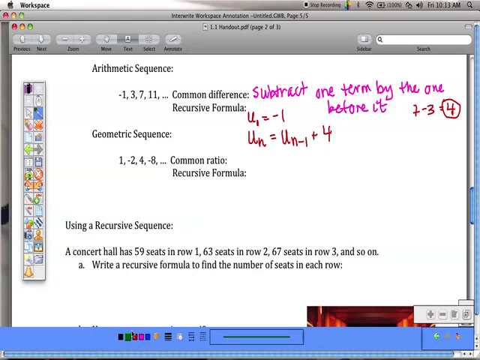A common ratio. To find a common ratio of a geometric sequence, you take any number and divide by the one before it.